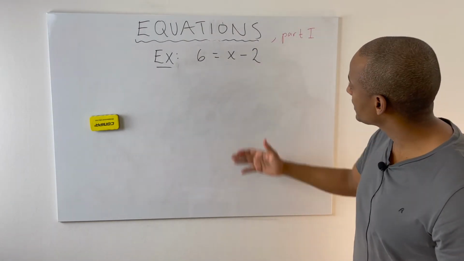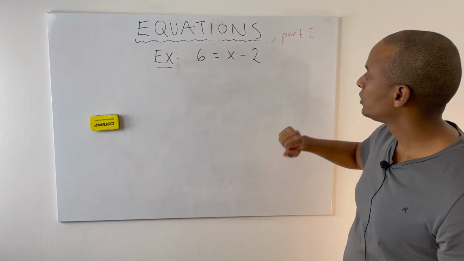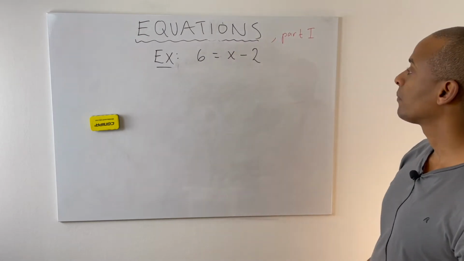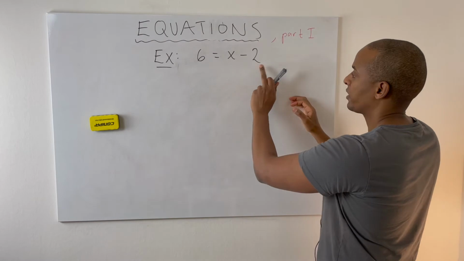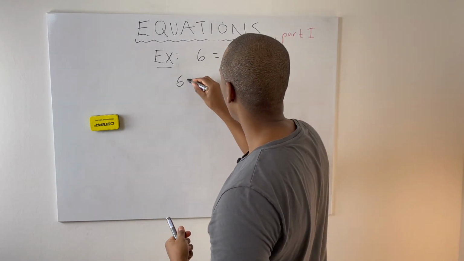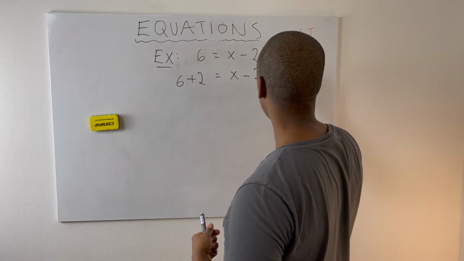And now in this example, we have 6 is equal to x minus 2. So here again, x is the variable. So we're going to solve for x. So what's the opposite of -2? We're trying to get rid of the -2. It's obviously +2, right? So we have 6 plus 2 is equal to x minus 2 plus 2.